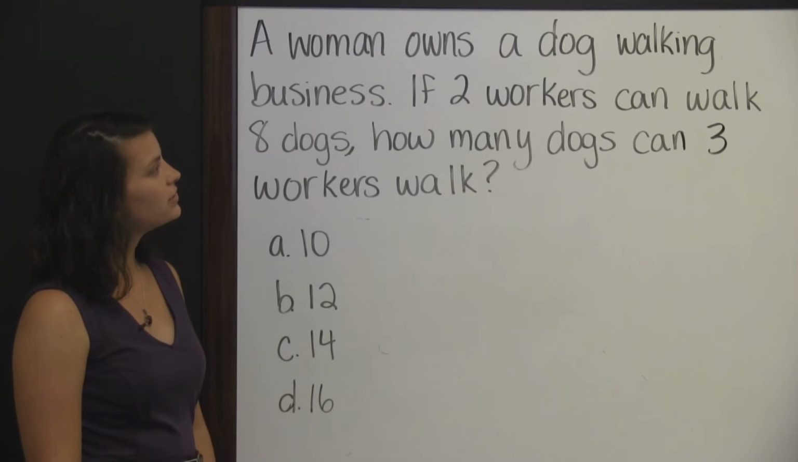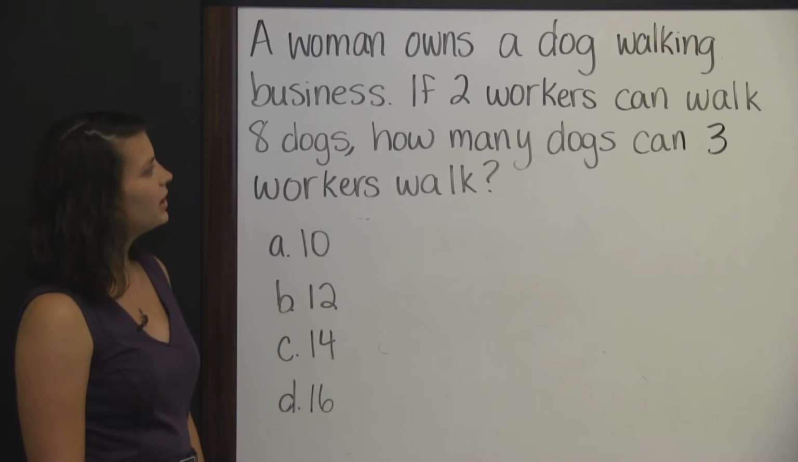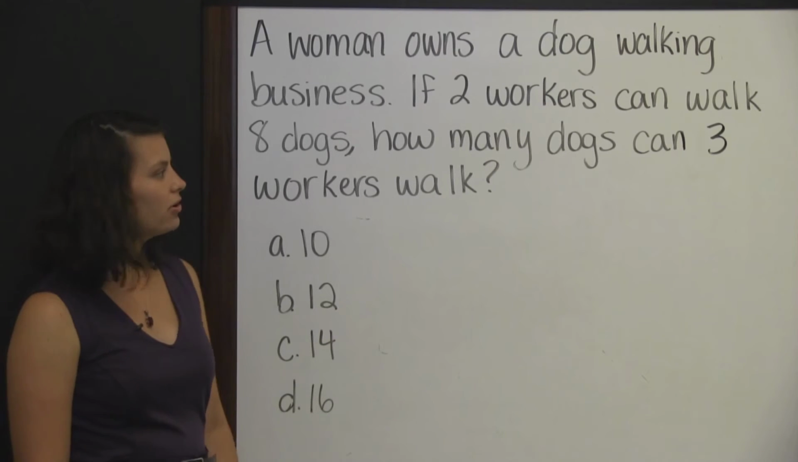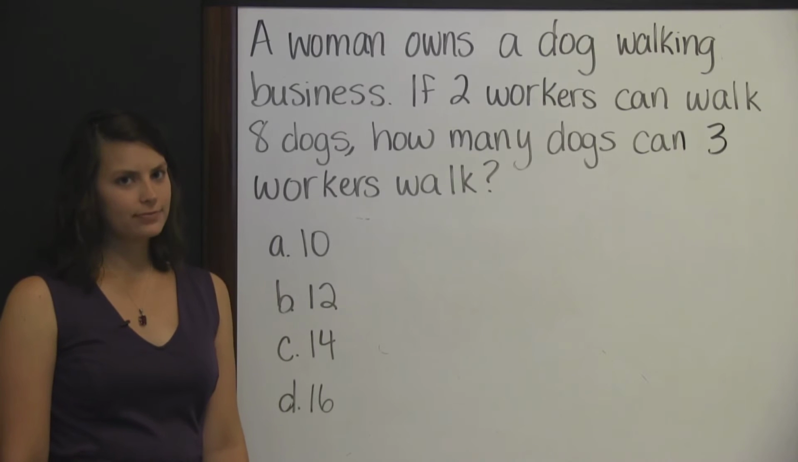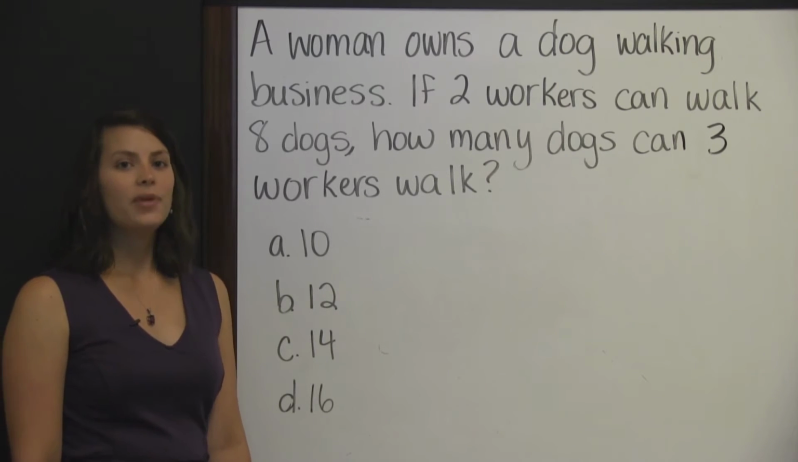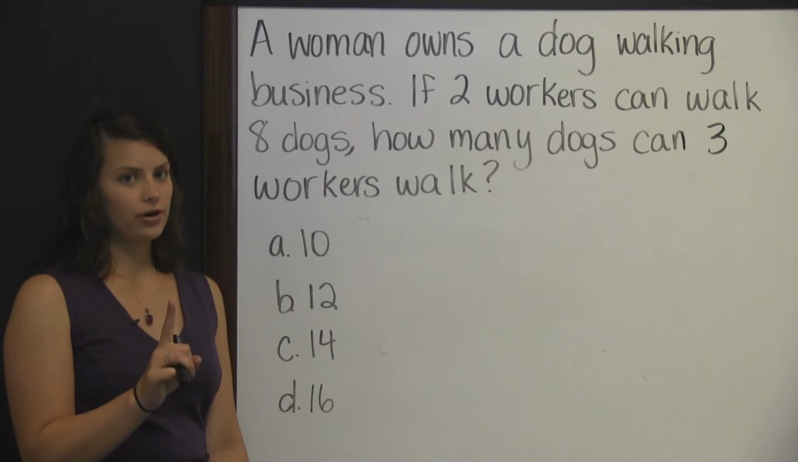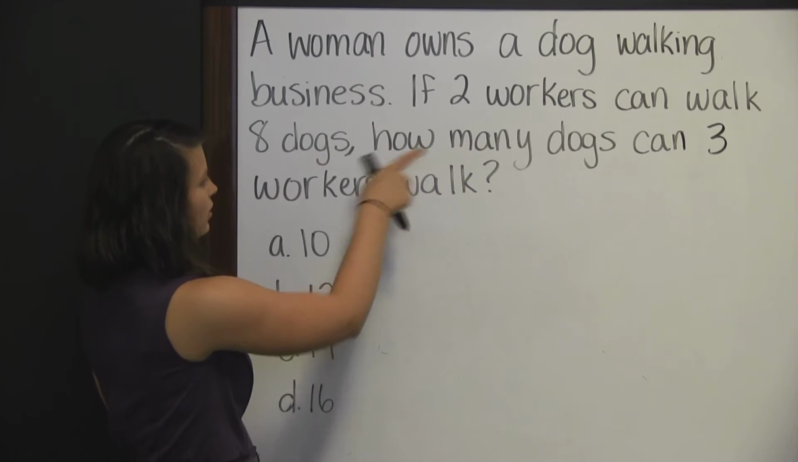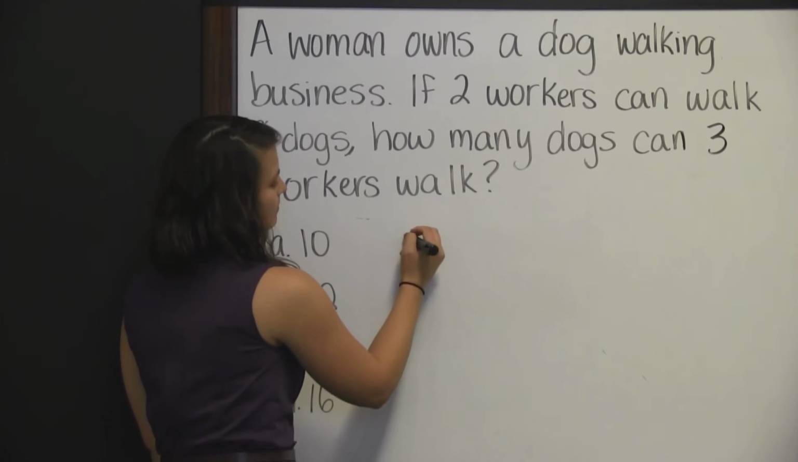A woman owns a dog walking business. If 2 workers can walk 8 dogs, how many dogs can 3 workers walk? The first thing we need to do is determine how many dogs 1 worker can walk. So we'll start with 2 workers and 8 dogs.